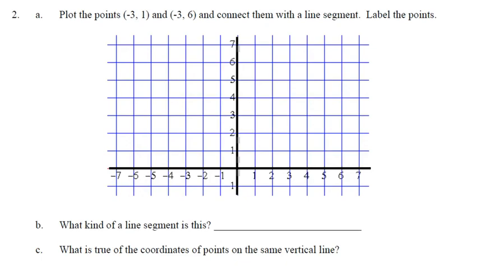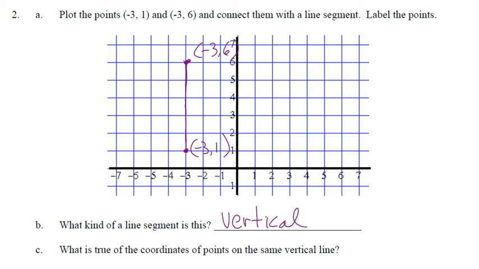Plot the points -3, 1 and -3, 6, and connect them with a line segment. Label the points. Okay. What kind of line segment is this? Vertical. Vertical, right? See, the answers get easier now that after we figured out the last one was horizontal.